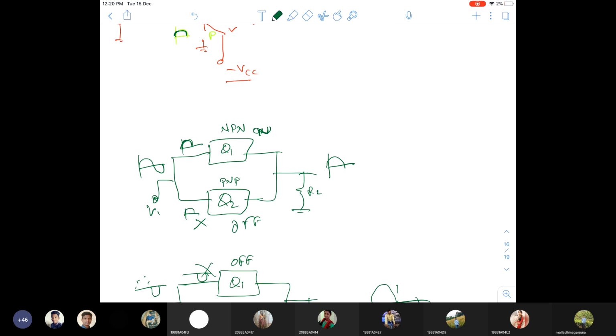Next. Next what? In push pull, there will be no crossover. Of course, there is also crossover distortion. This is class B, meaning in total for both together.